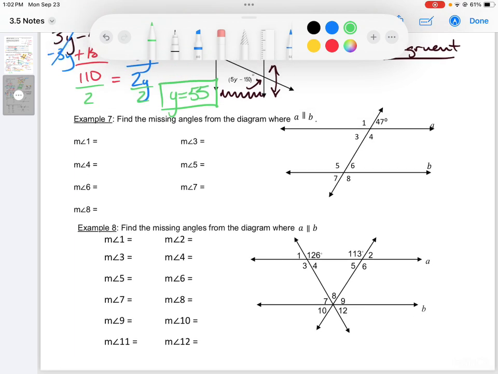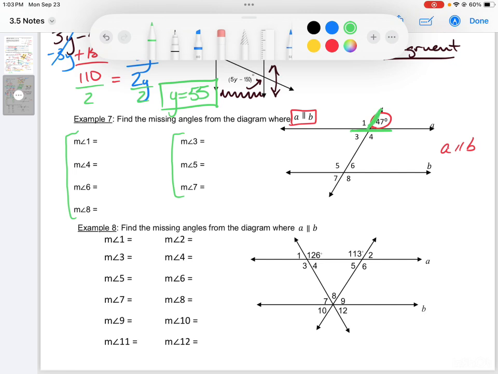All right, almost finished. Example 7. It says to find the missing angles from this diagram and that a is parallel to b. These two lines, a is parallel to b. So the very first thing I start with is one known angle, 47 degrees up here. There are tons of places I could start, but let's just go in the order that they give us. So starting with angle 1, this is my situation right here.